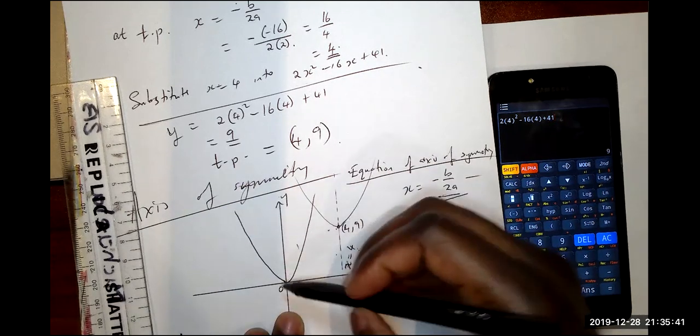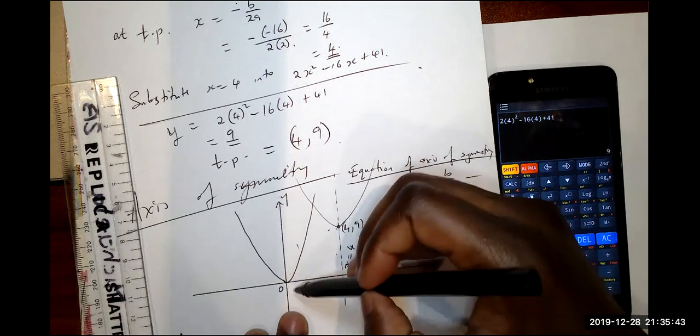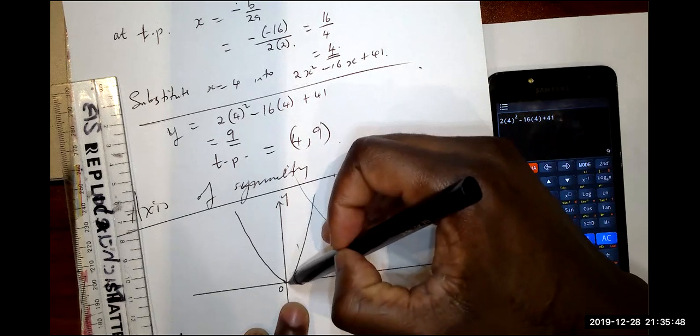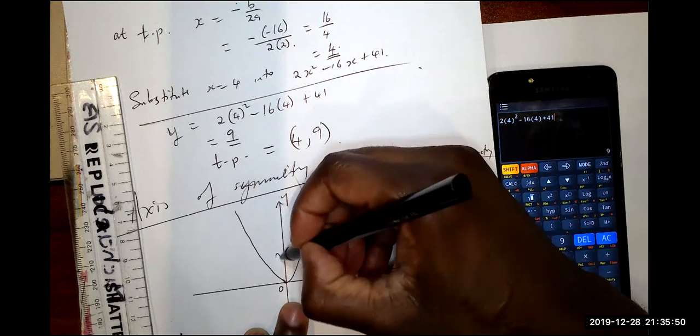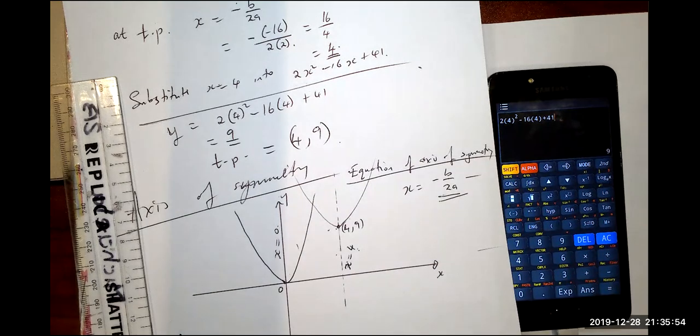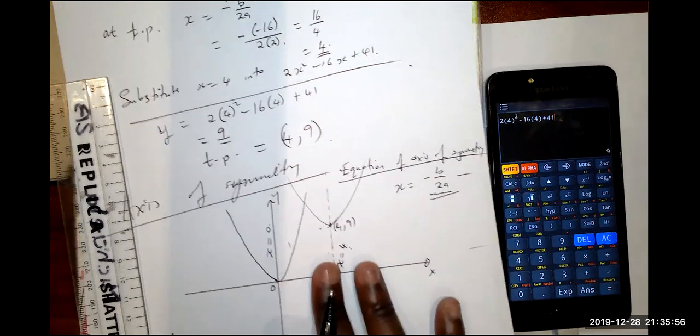that's the line that divides your graph into mirror images. Now for this one here, it passes through 0. Okay, it passes through the origin. So what happens at the turning point is that x is equal to 0. So x equals 0 is actually the equation of the turning point. That's what you need to remember there. Don't stress much about the equation of the turning point.